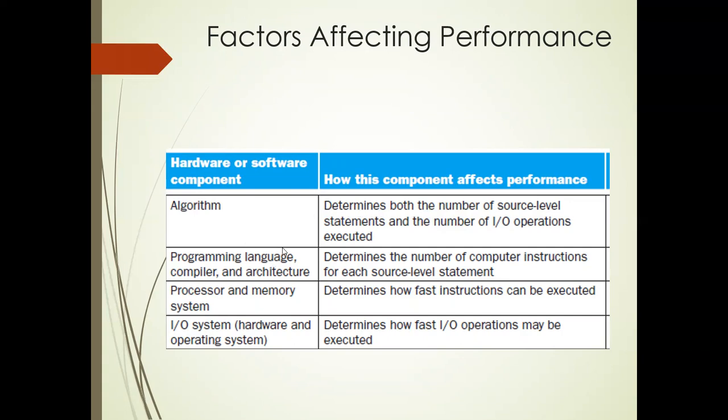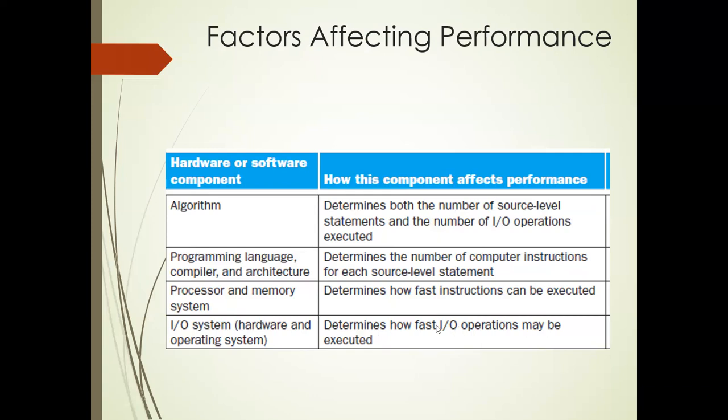You can also increase the performance by having a good programming language, compiler, and architecture. Those will determine the number of computer instructions for each source level statement. The third way to improve the performance is by having a fast processor and also a fast memory system. This will determine the speed of executing the instructions. The last one will be the IO system, and this will determine how fast you can perform IO operations.